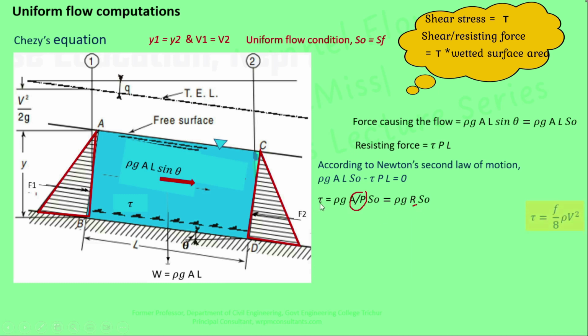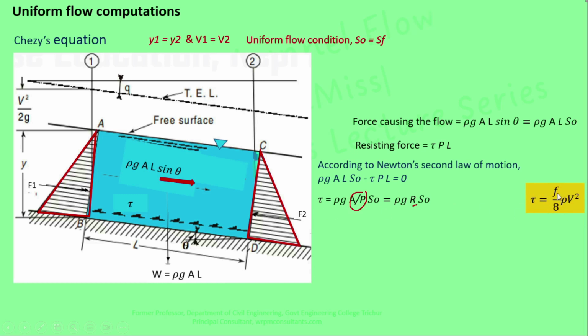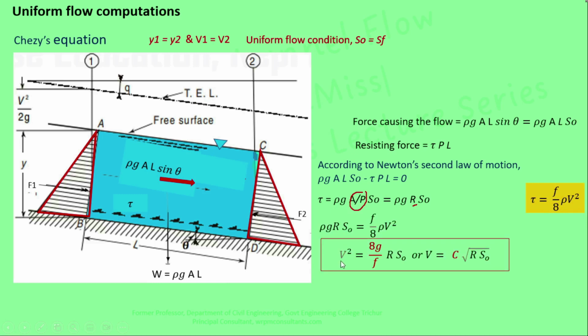We have learned previously that tau equals f by 8 into rho v squared, where v is the flow velocity and f is the friction factor. If we replace tau by f by 8 into rho v squared and express in terms of velocity, we can write v squared equals 8g by f into R into S0, or v equals C into root of R into S0. This equation is called Chezy's equation. C is Chezy's constant, where C equals root of 8g by f. If you know the velocity, we can calculate the discharge as area into velocity, where A is the cross-sectional area of the channel.